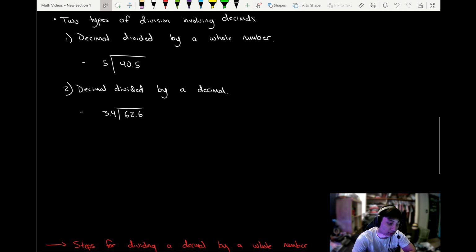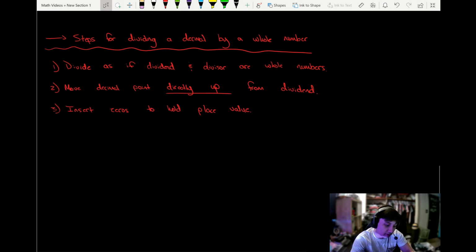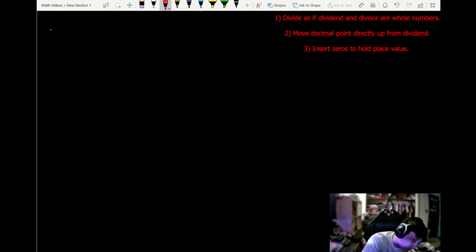But first we're going to go over decimal divided by a whole number, and here are the steps for that. Step 1: we divide as if the dividend and divisor are whole numbers. So we're basically ignoring the decimal point in the first step. Step 2 says move the decimal point directly up from the dividend, right? That's a really easy step, and I'll show you. It's important that we write our problems down correctly to get step number 2 right, okay? And then step 3 is just insert zeros to hold place value. So I'm going to put those steps to the side, and we will work on example 1.